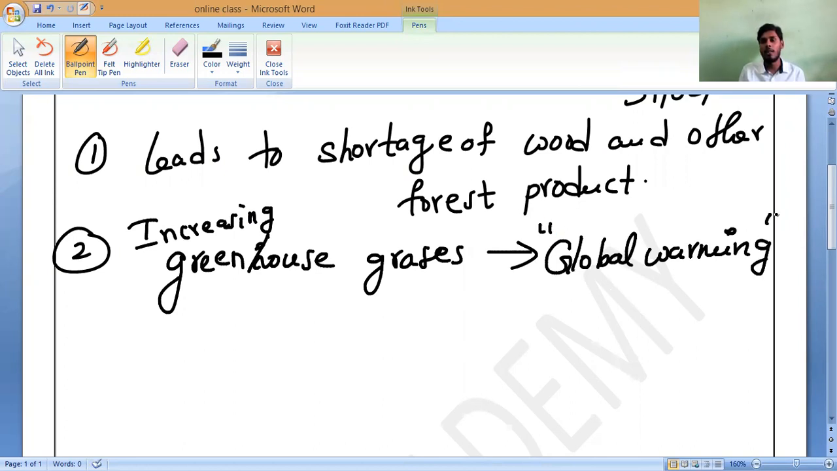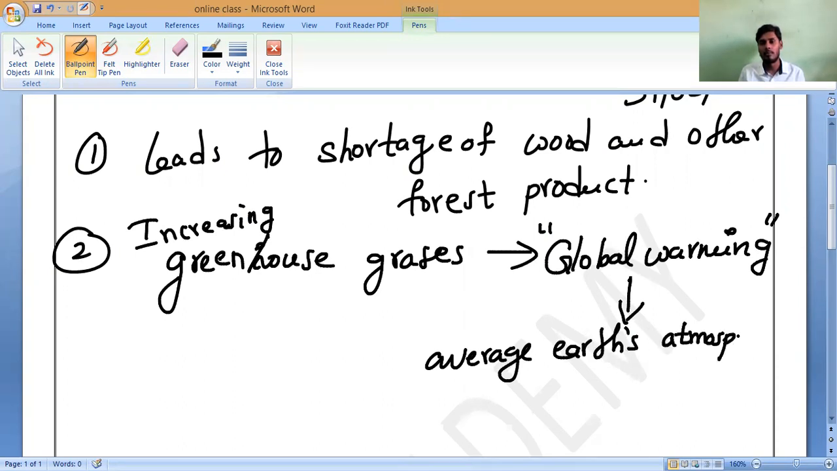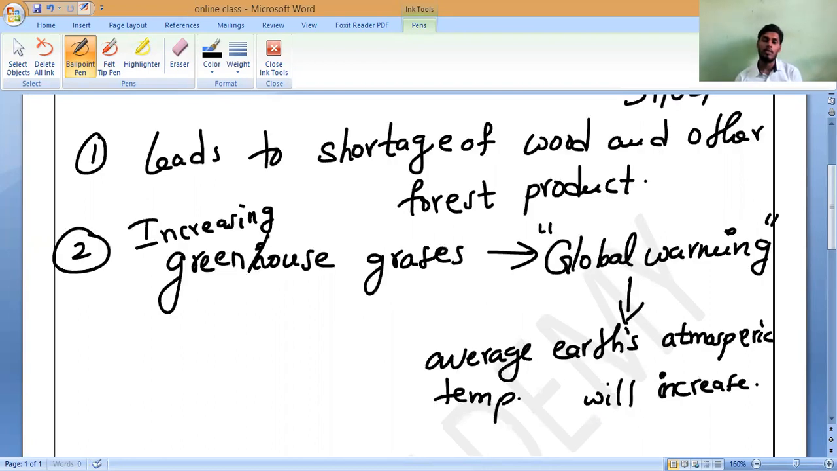Global warming means the average Earth atmospheric temperature will increase. Yes or no? Yes. The average Earth's atmospheric temperature will increase, so it will lead to natural disasters. Correct or not? Yes. So that is the second thing which we have studied.